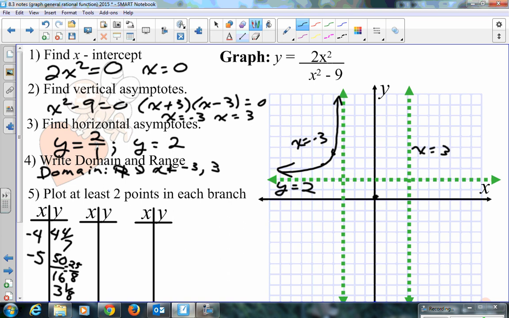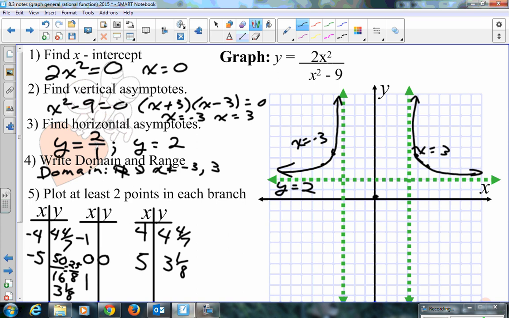Let's do the right-hand branch next, because since my x's are squared, my y values are going to be the same. Okay, so now let's look at the one in the middle. Now I know that I've got 0, 0 on my graph. So let's do a couple more in the middle there. So let's go to -1 and 1.